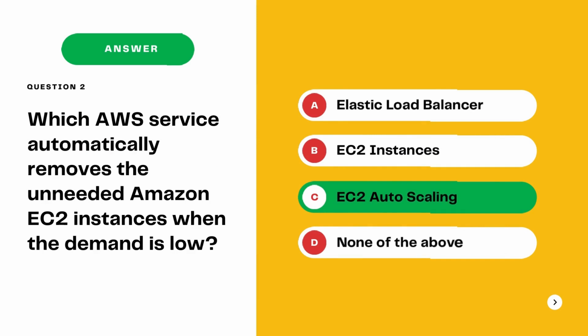The next question was, which AWS service automatically removes the unneeded Amazon EC2 instances when the demand is low? We have already discussed these options in the previous question, so let's see the answer directly. The correct option is option C, that is EC2 autoscaling.